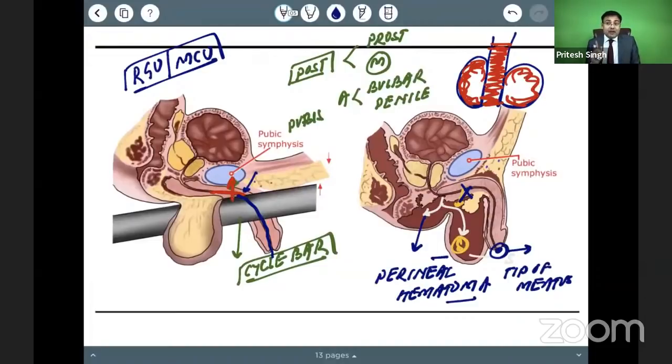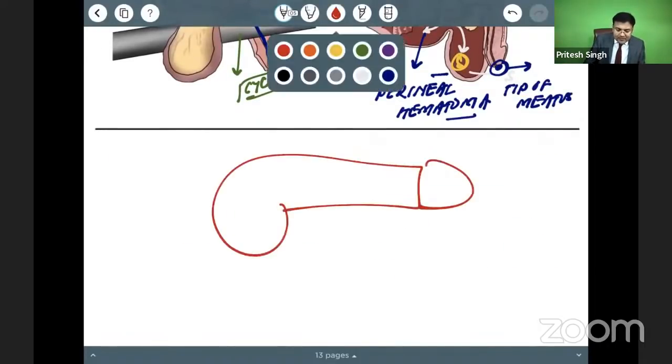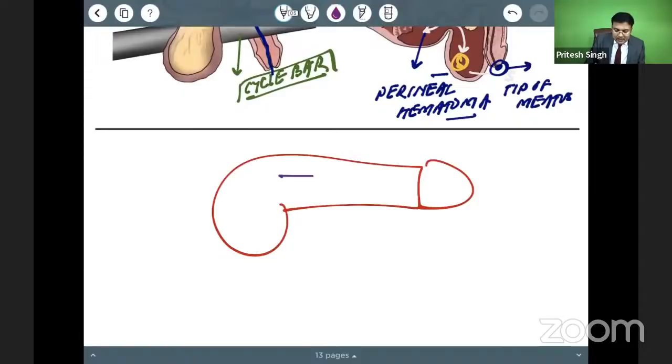So what do we have to perform? Suprapubic cystostomy. Everybody is correct. It is suprapubic cystostomy. Simple. Now again, I'm going to ask you one question. Suppose this is the urethra and there is urethral injury. Are you going to insert a Foley's catheter? Generally, we should not insert a Foley's catheter. Why? Have a look. Imagine this is the urethra, and this is the tear.